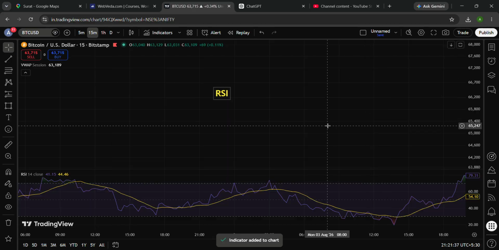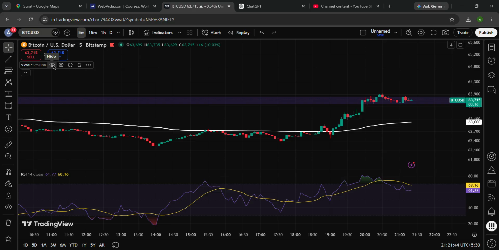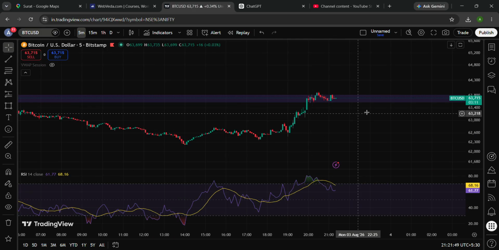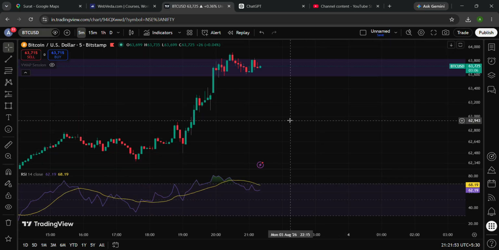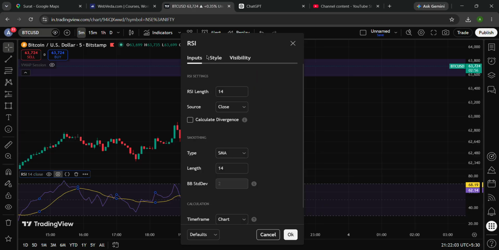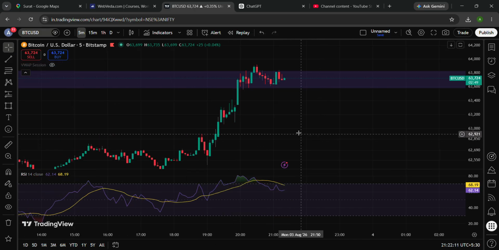Let me put it on my chart, and here is my chart of the 15-minute. Let me switch to the 5-minute chart and let me enable the VWAP. If you haven't watched the video on VWAP, make sure you watch the previous video where I talked about what VWAP is. So here you will see RSI 14, and you shouldn't change anything else here; keep it as RSI 14. Okay, and the SMA, everything is perfectly fine, right?